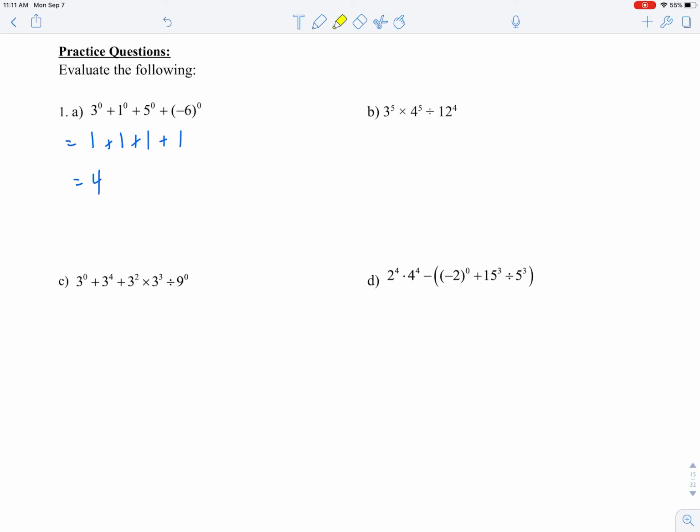For question B, we're going to have to use what we just learned. Hey, look at this. The exponents match on these ones. So I'm going to have 3 times 4 to the 5 divided by 12 to the 4. That gives me 3 times 4 is 12 to the 5 divided by 12 to the 4. Oh, isn't that convenient? Now those bases match. We're dividing, so we're going to subtract the exponents. So we get 12 to the 1, which just equals 12.